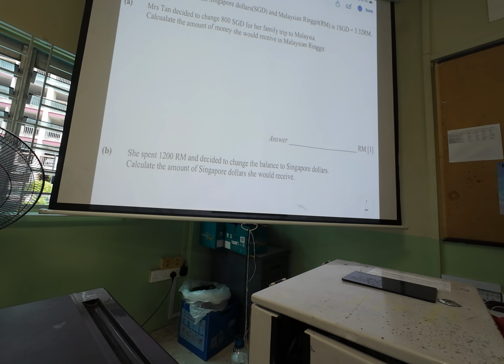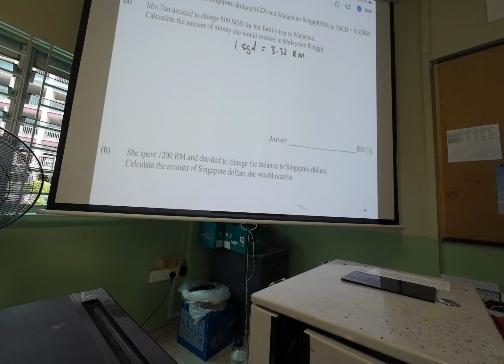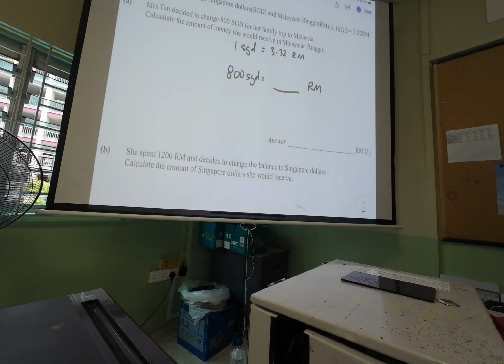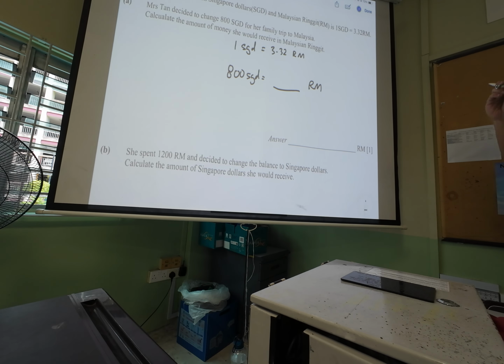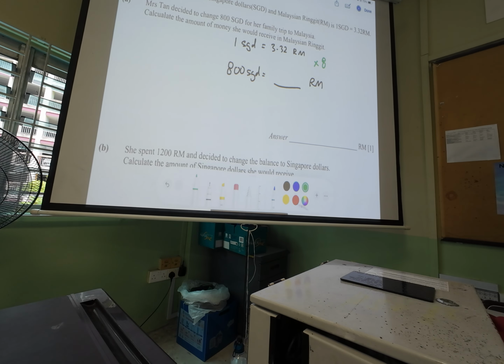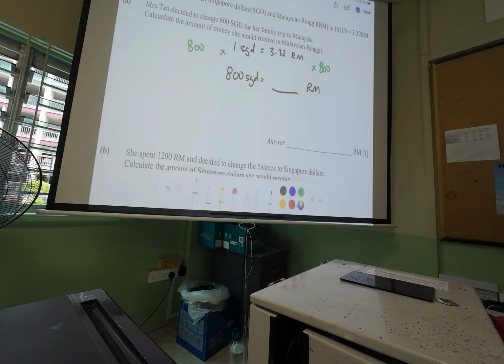This one is your ratio. Quite straightforward, right? 1 SGD is 3.32 ringgit. Now you have 800 SGD. And how much is this in RM? This is what the question is asking. This is the entire story. So if 1 SGD is 3.32, 800 SGD is how much? So to get to 800, multiply. Multiply 800. So both sides multiply 800.